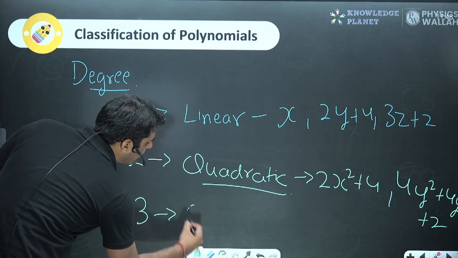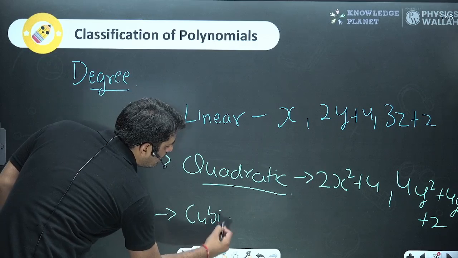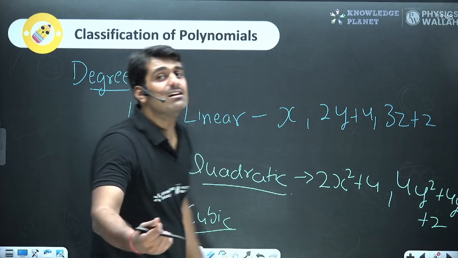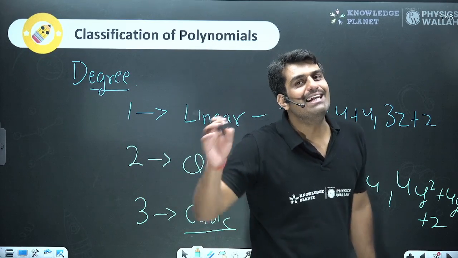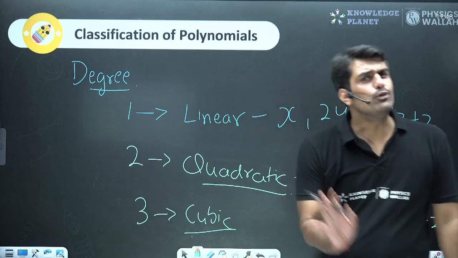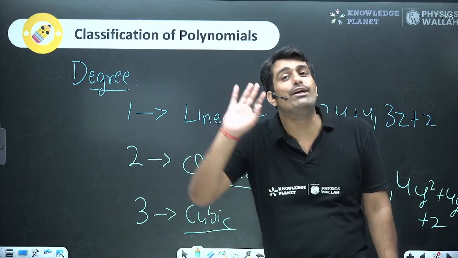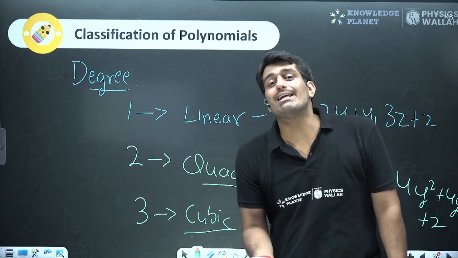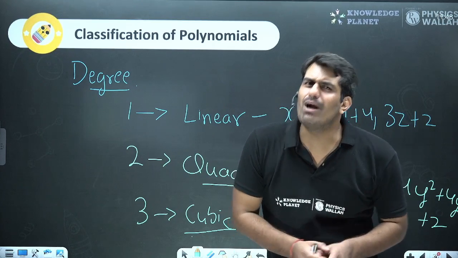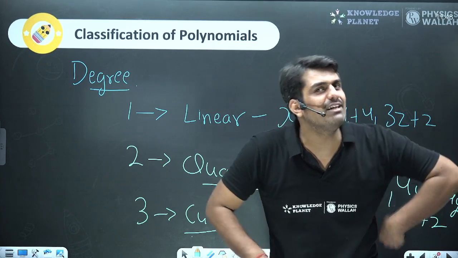Having a degree of 3 will be called cubic. So linear, quadratic, cubic, and the sequence can go on, but you don't need to worry. These are the 3 names which you need to remember. This was about the classification based on degree. So what's the other thing on which we can classify the polynomial?